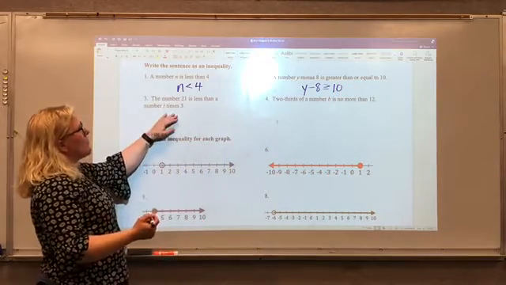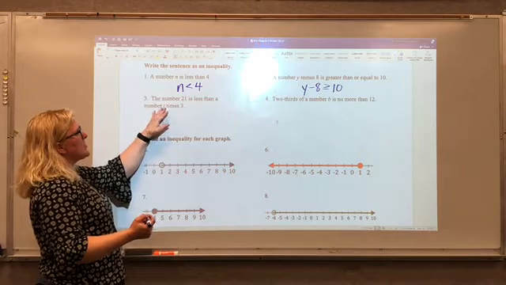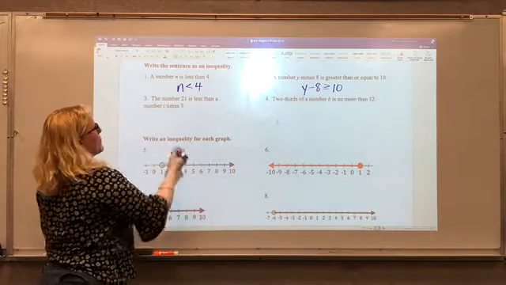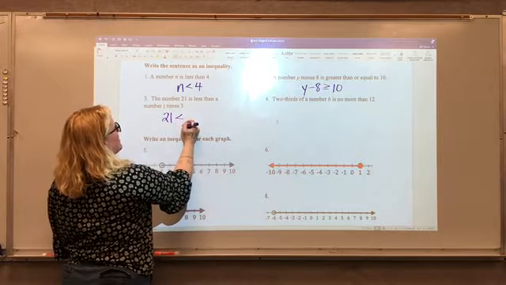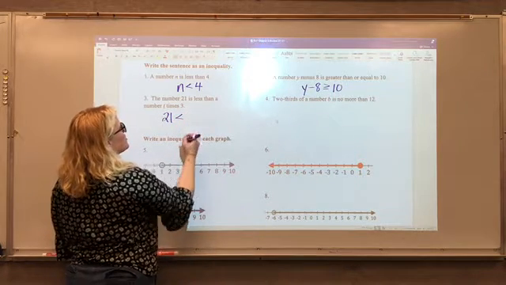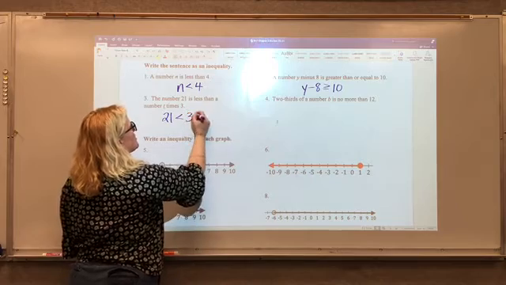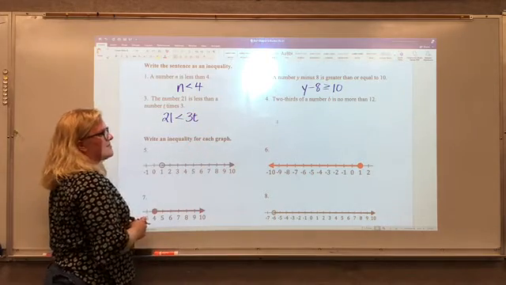Okay, the number 21 is less than a number t times 3. So 21 < t times 3. You could do t3, but typically we put it like that.